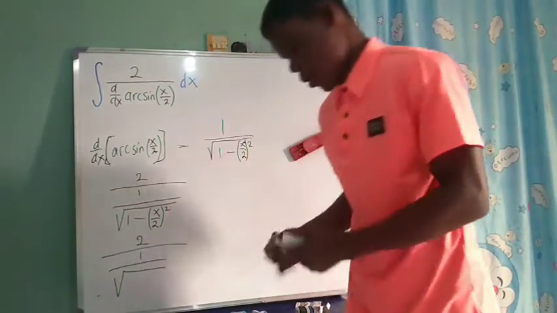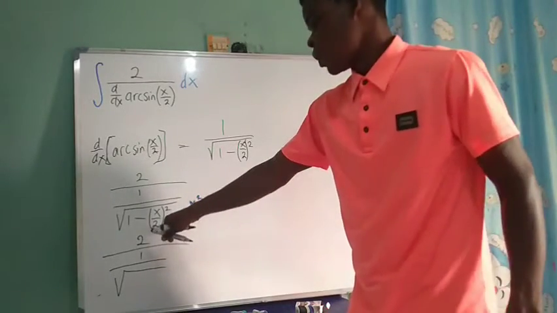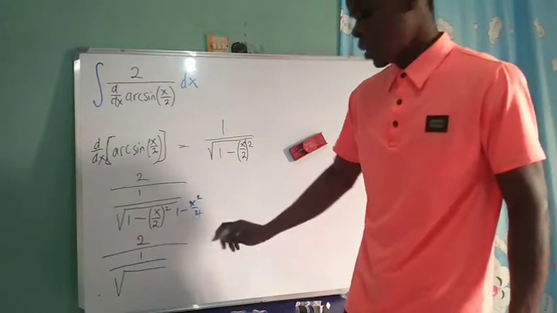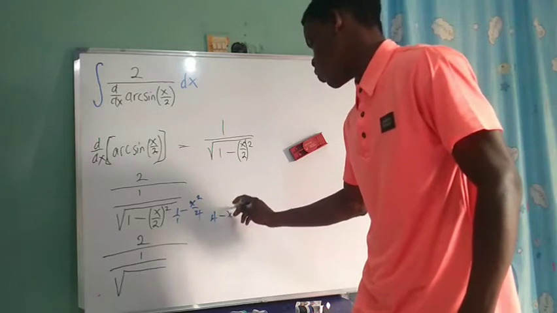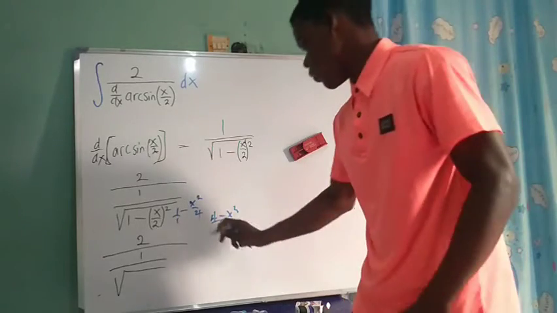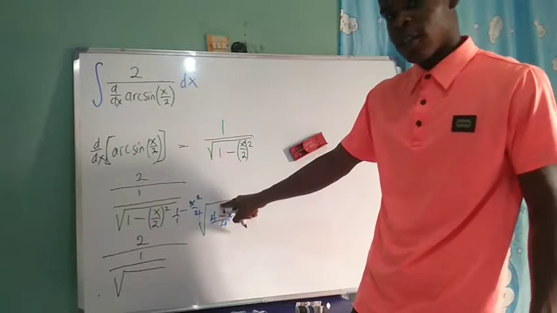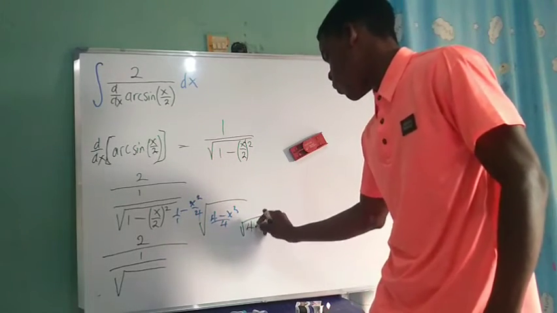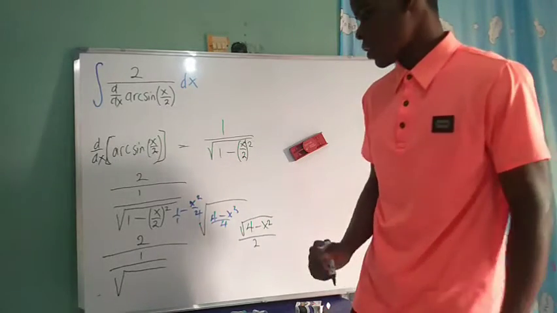So this will become 2 over 1 over square root of, now if we have x squared over 4 in this square root sign as a radicand, we have 1 minus that as a radicand. You can go ahead and take the LCM on both sides. We have 4 minus x squared over 4 inside the square root. And if we just take the square root of that, that will become the square root of the numerator and the square root of the denominator. So we have square root of 4 minus x squared over 2. Isn't it? It is, right?